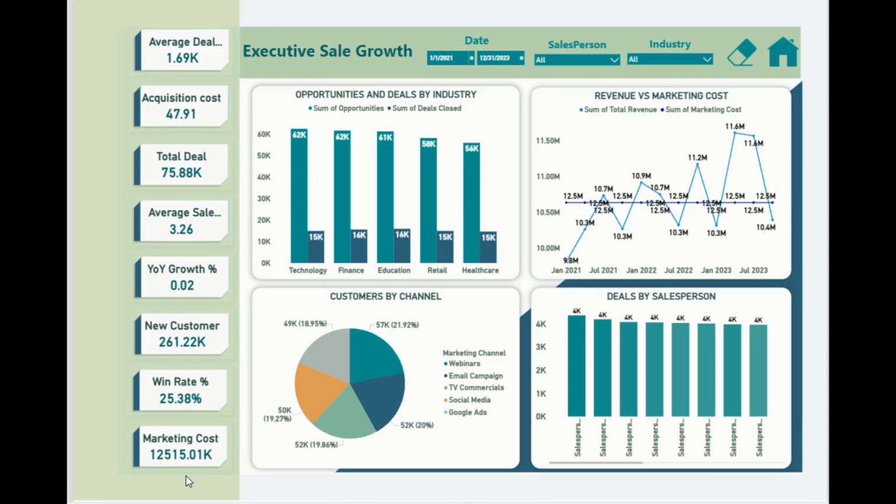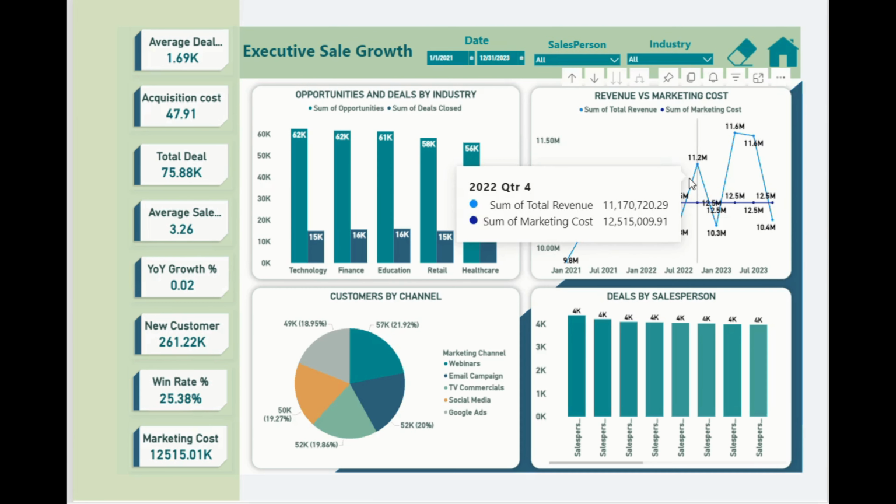This section helps leadership instantly understand the current business position. The industry wise opportunities and closed deals visual shows which sectors are generating the most potential and where conversions are strongest, helping us focus on high value markets. The revenue versus marketing cost trend allows us to evaluate how efficiently our marketing efforts are contributing to business growth.